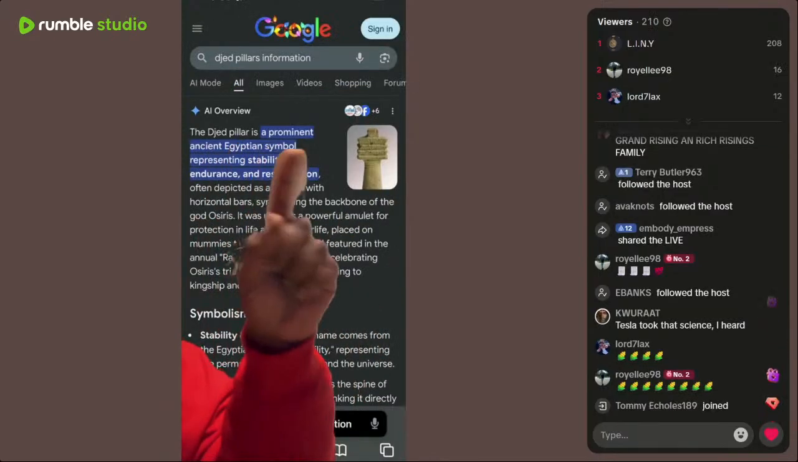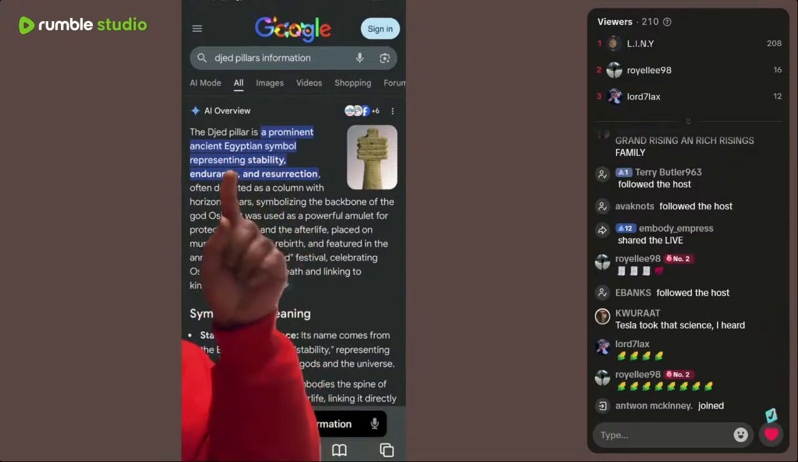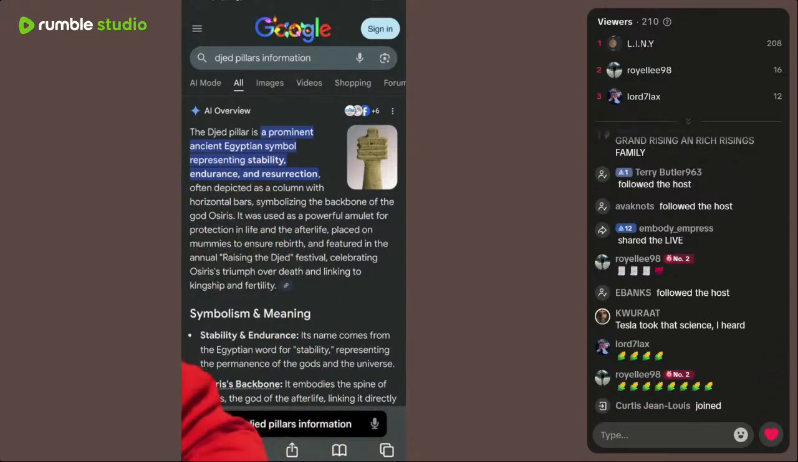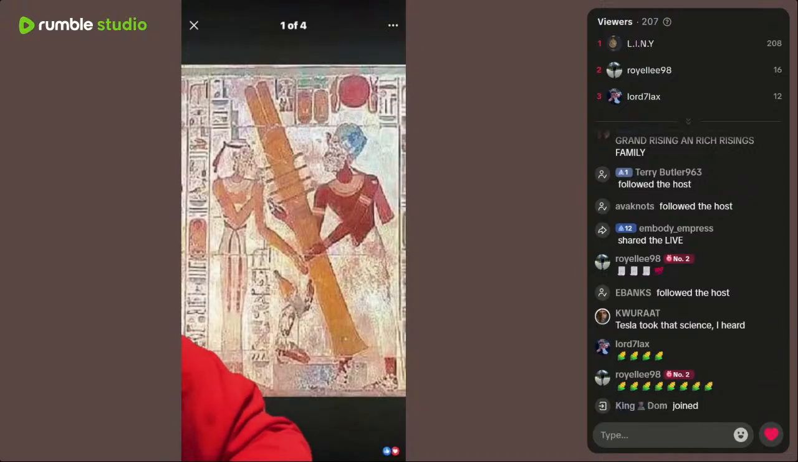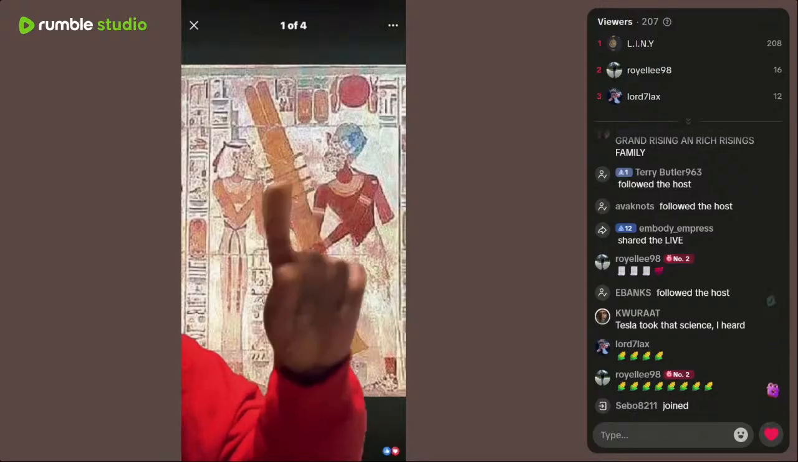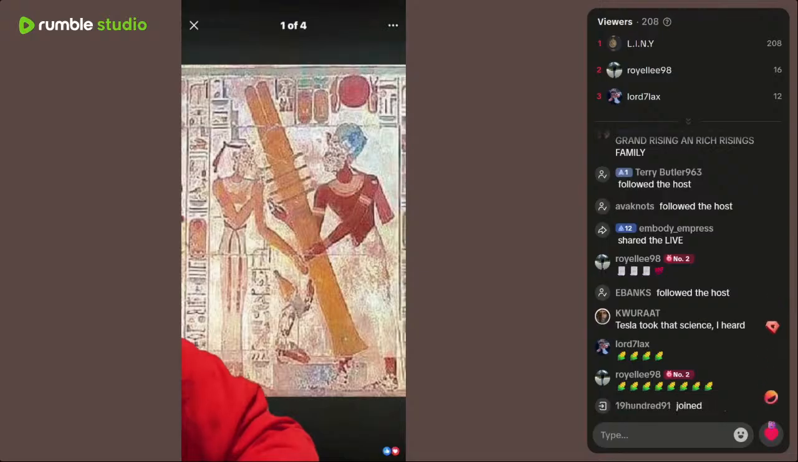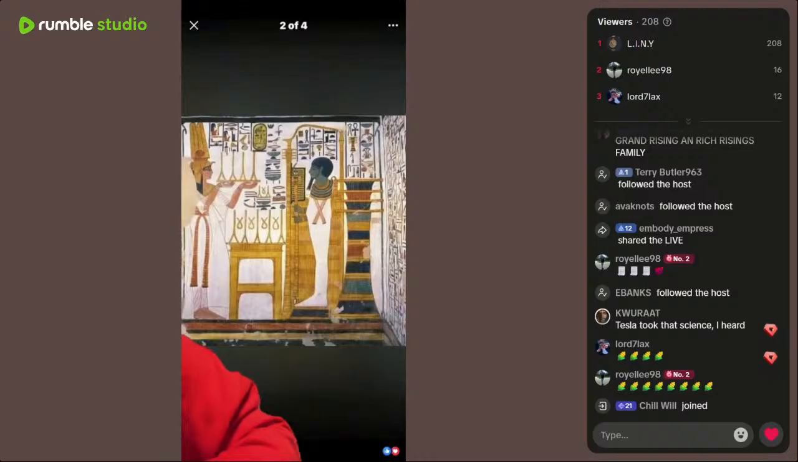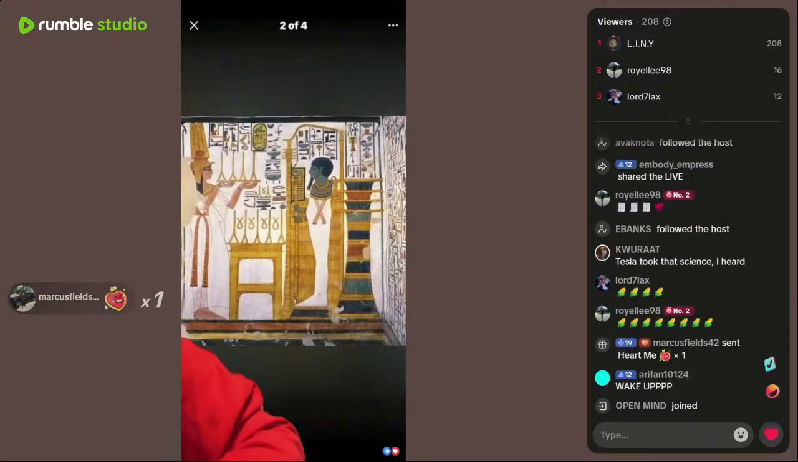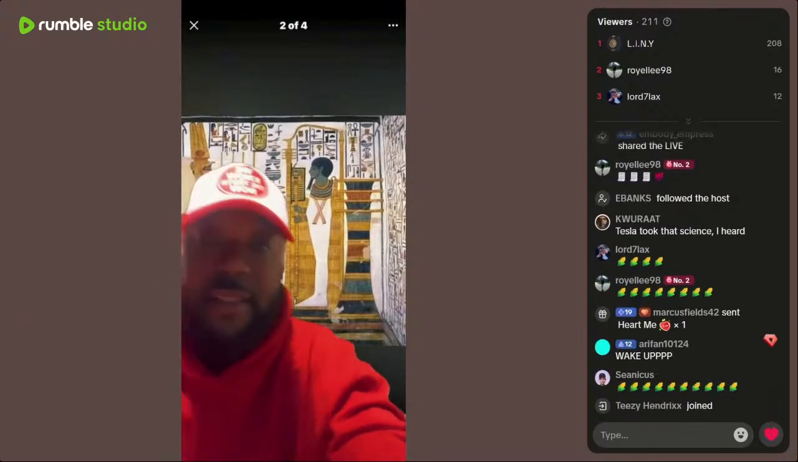The Djed pillar is a prominent ancient Egyptian symbol, represents stability, endurance, and resurrection. Same stuff. Look, they go to lines on the Djed pillar, coming from Semek. Same thing. Yes, it's exactly what that is.